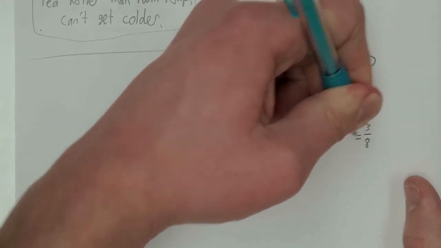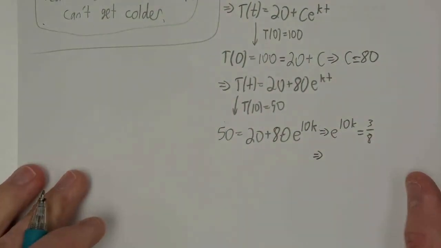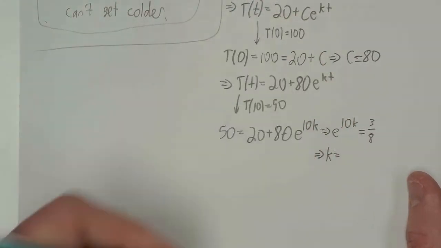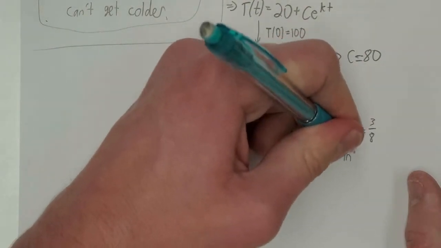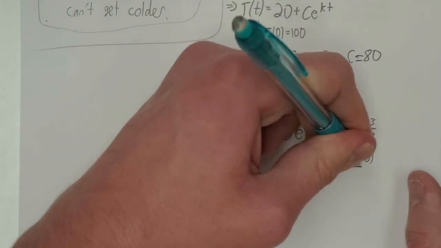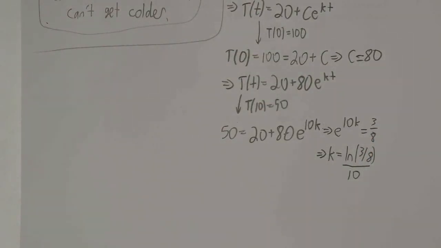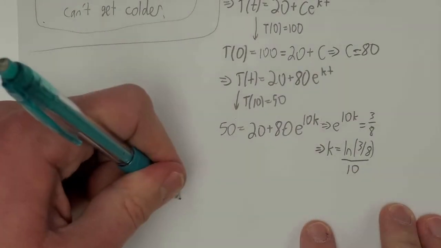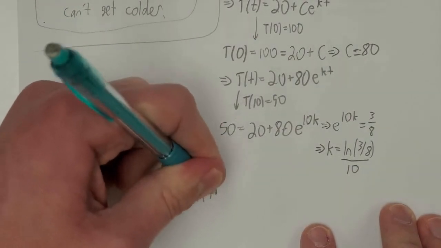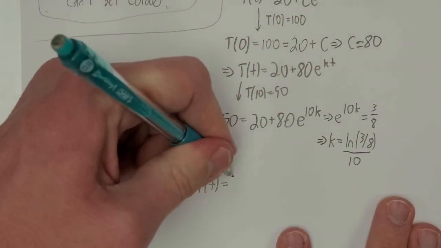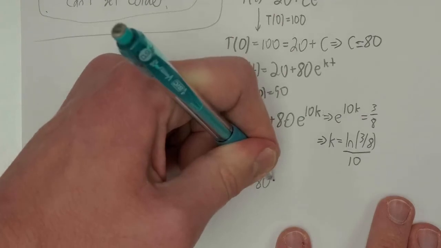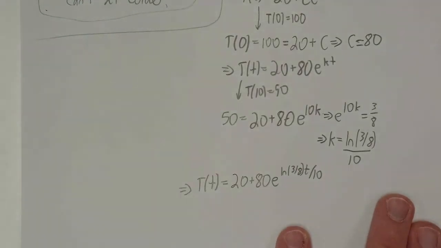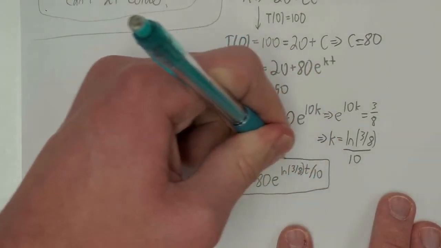Okay. Now, by similar reasoning as to what we saw in the last example, if you solve for the exact value of k, that's just the natural log of 3 over 8, divided by 10. Okay? So now we have the exact value of k here. That means the particular solution we have is big T of little t equals 20 plus 80 times e to the natural log of 3/8 times t over 10. This will be our particular solution.